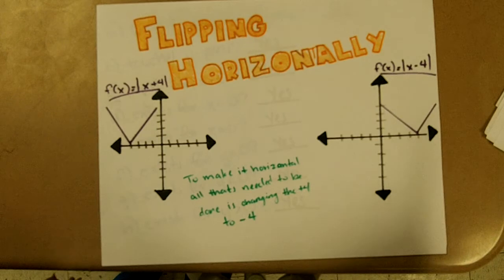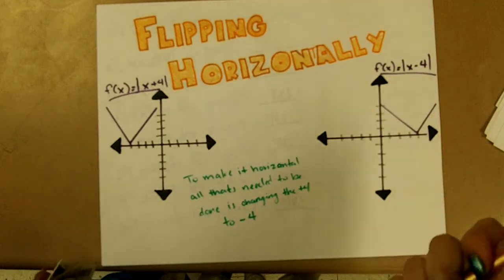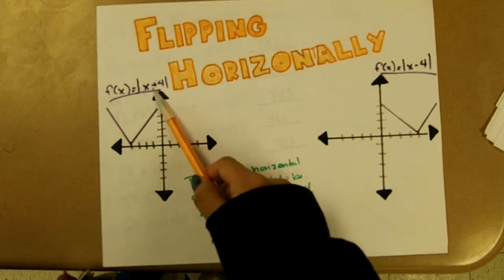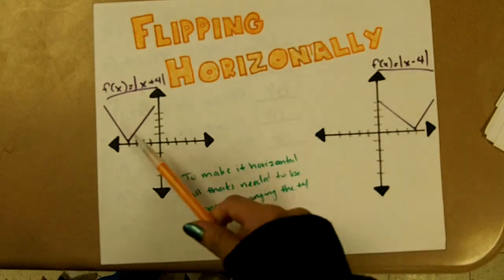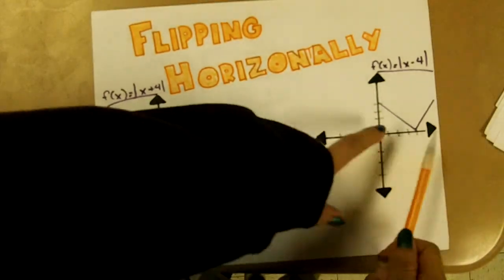Flipping horizontally. To flip it horizontally, it's pretty much the opposite. Take the positive and just make it a negative, as you see right here. And it'll go from here to here.